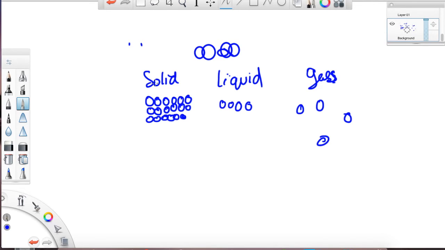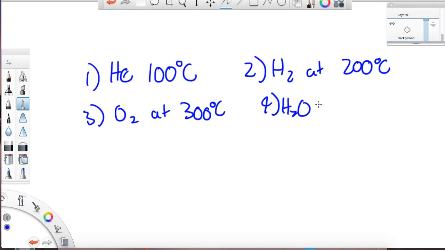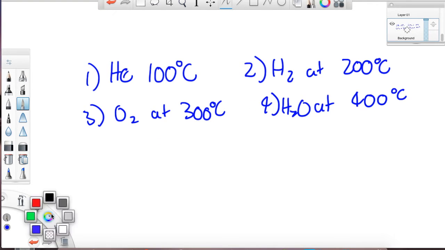That is right. So from these examples, I'd like to ask a small question to make sure you guys are following along. Which of the following would have the highest average kinetic energy? The answer would be number 4. Why? Because it's at the highest temperature. The higher the temperature is, the more kinetic energy.